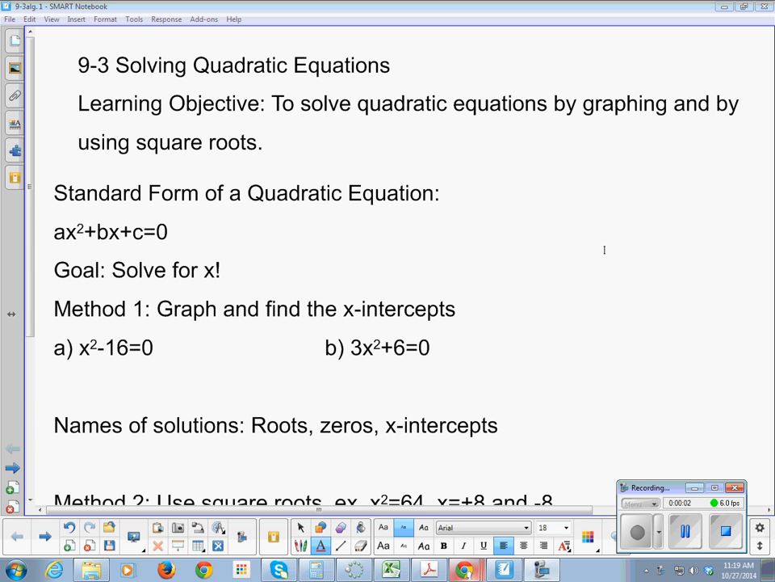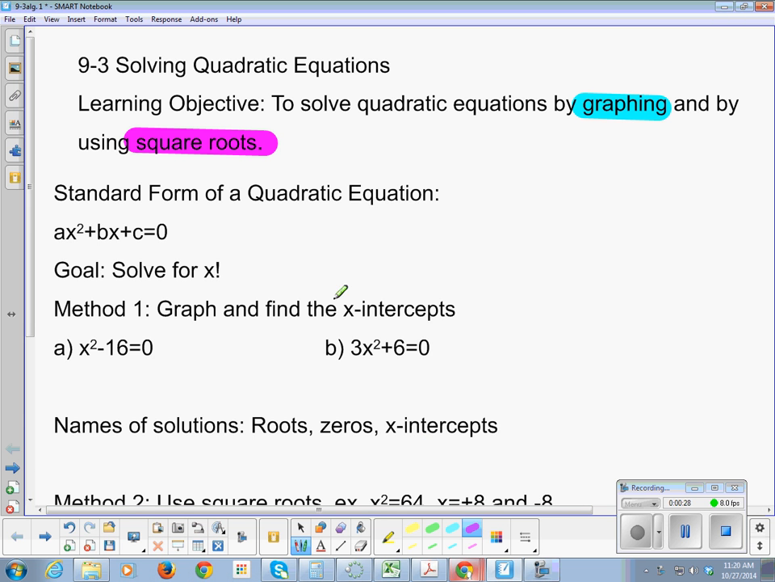All right, so this is Chapter 9, Section 3, Solving Quadratic Equations. Before we were graphing quadratic equations, and now we're going to start to solve quadratic equations. We're going to solve in two different ways in this lesson. We're going to solve quadratic equations by graphing and by using square roots.